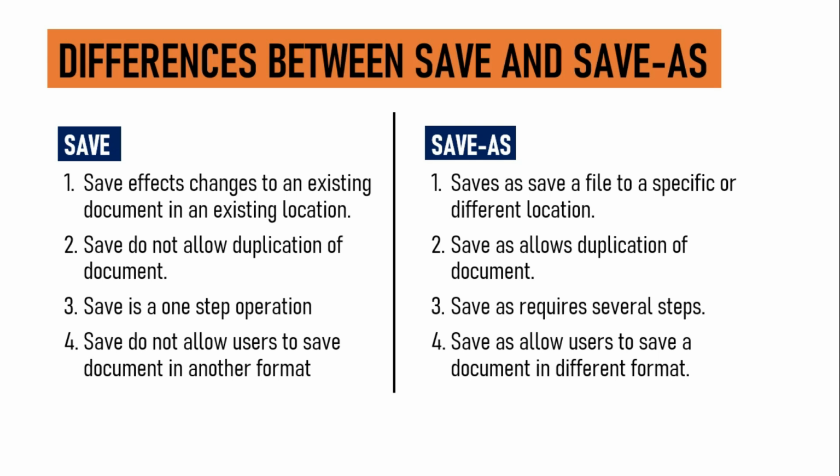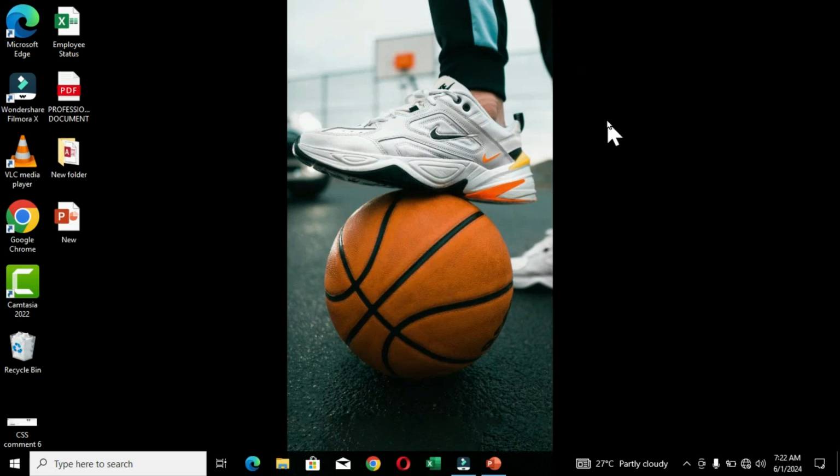So now that we have a fair theoretical idea of the save and the save as command, let's jump to our Microsoft Word document and let's see how we can use these commands and how properly we can use them. Now, this is my desktop background and we are going to start with a new Word document. So I'm going to open a Microsoft Word application.